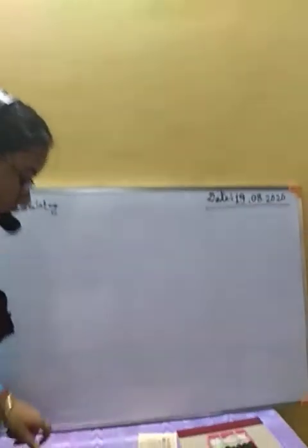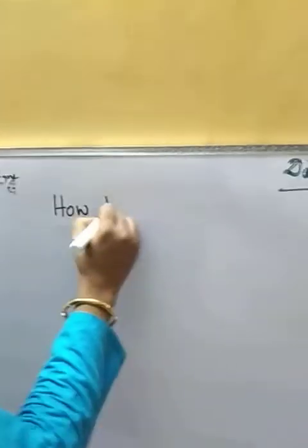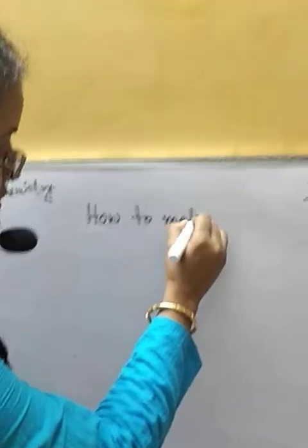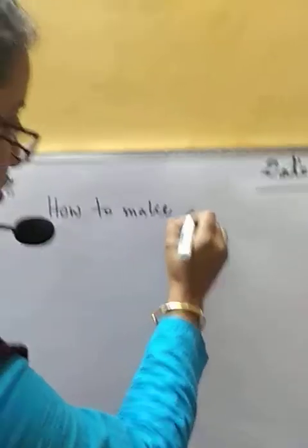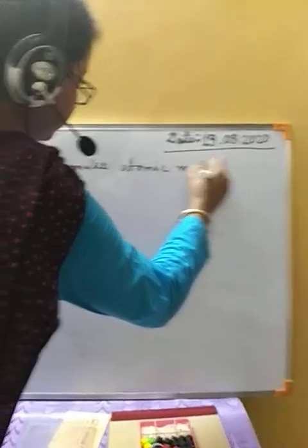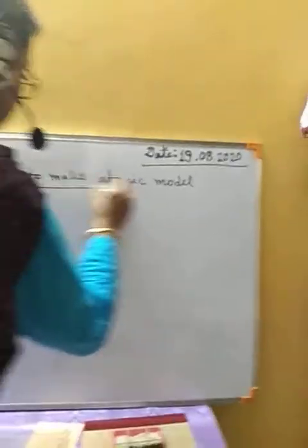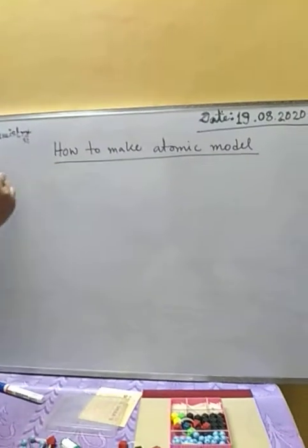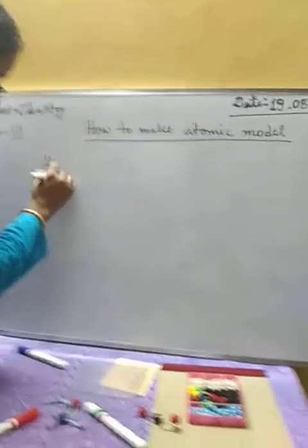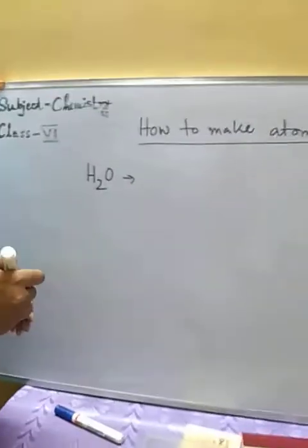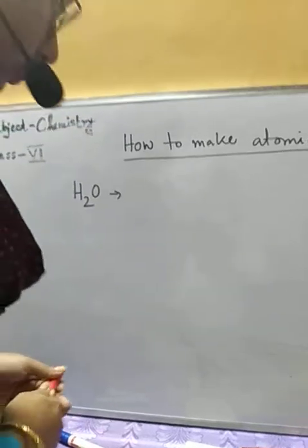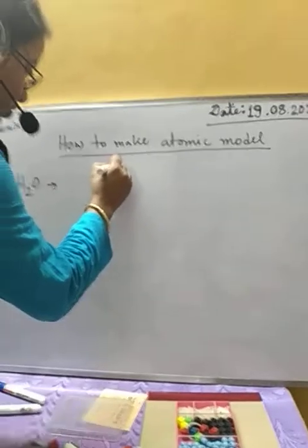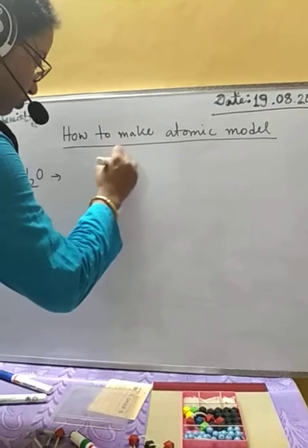So our topic today is how to make an atomic model. So we are going to start with water, H2O. Okay, water. This structure of water I've shown you.